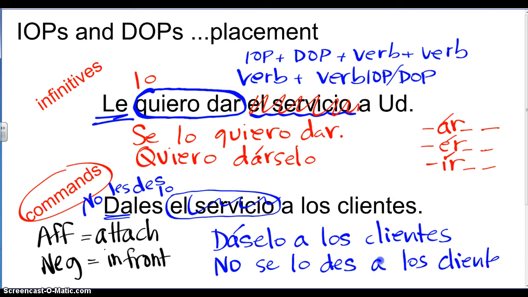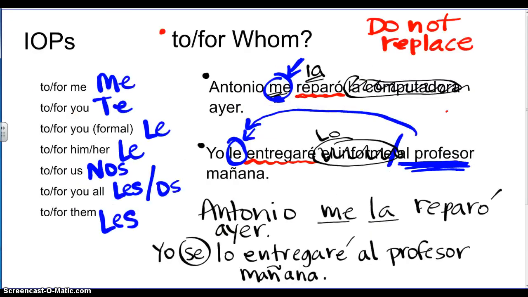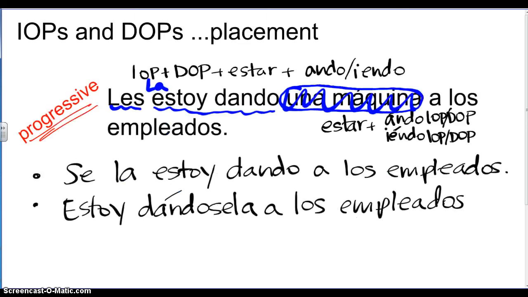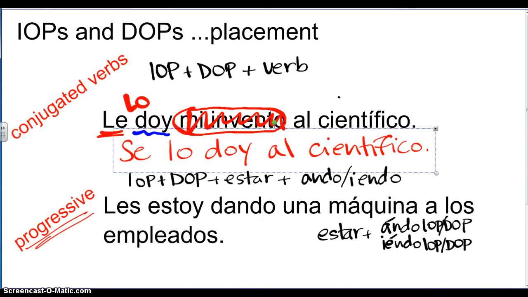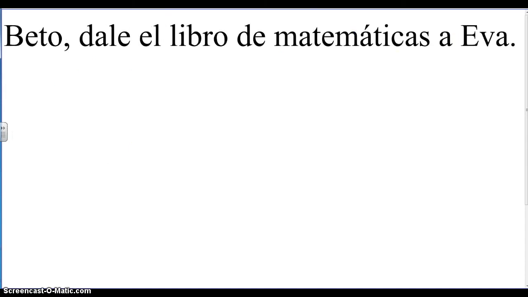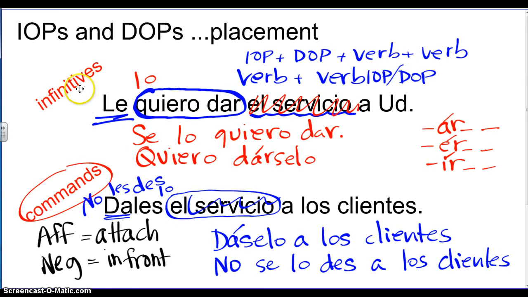Okay, so what you need to remember to do is remember that whenever you have a le or les, let me go back to that one slide. Whenever you have a le or a les, and you're attaching it to DOP or IOP, or you're using it together in the same sentence, le and les have to become a se when you use them together. And the other thing you need to remember is depending on what kind of verb it is, you need to be able to put it in the correct place.